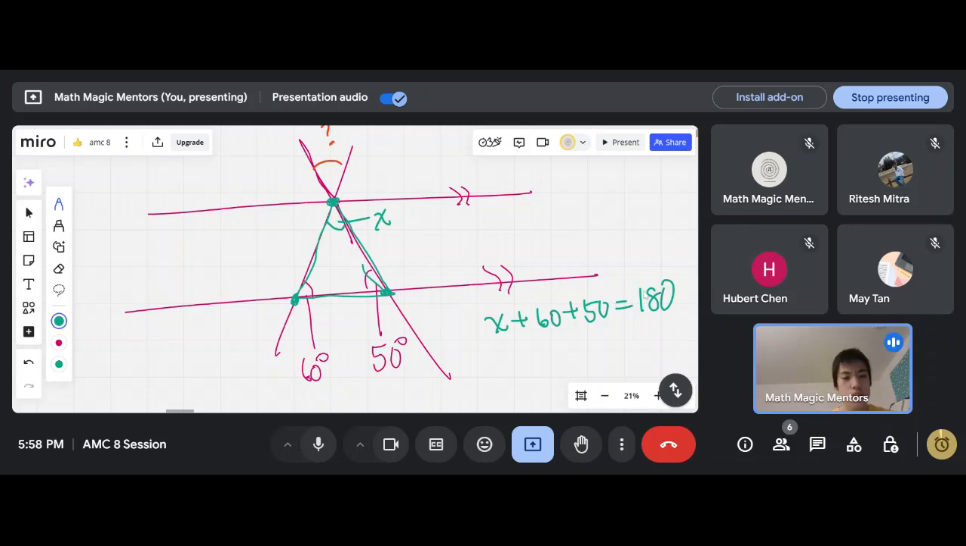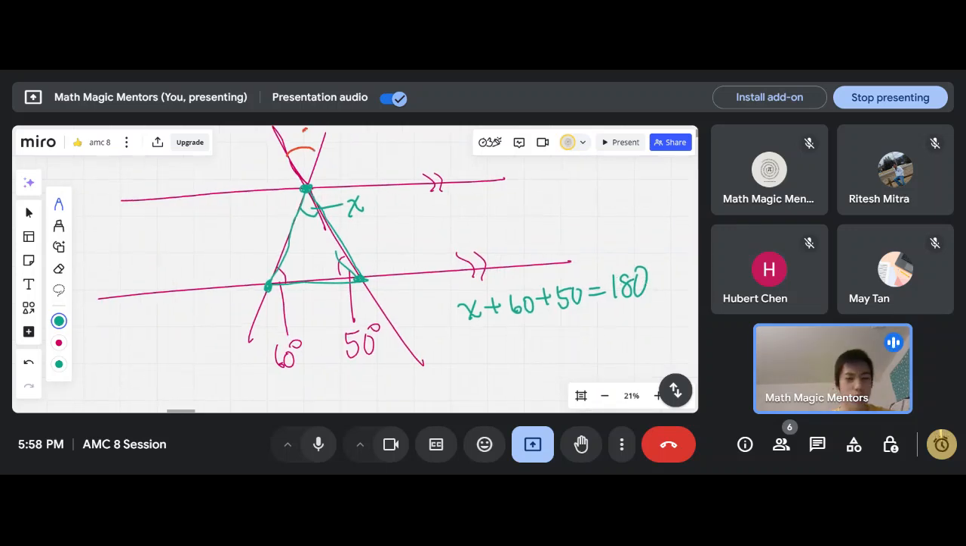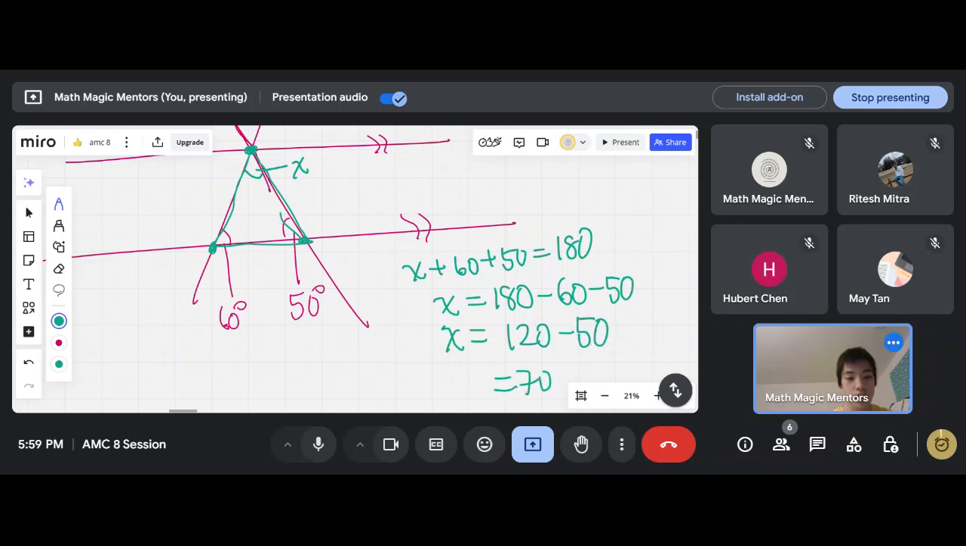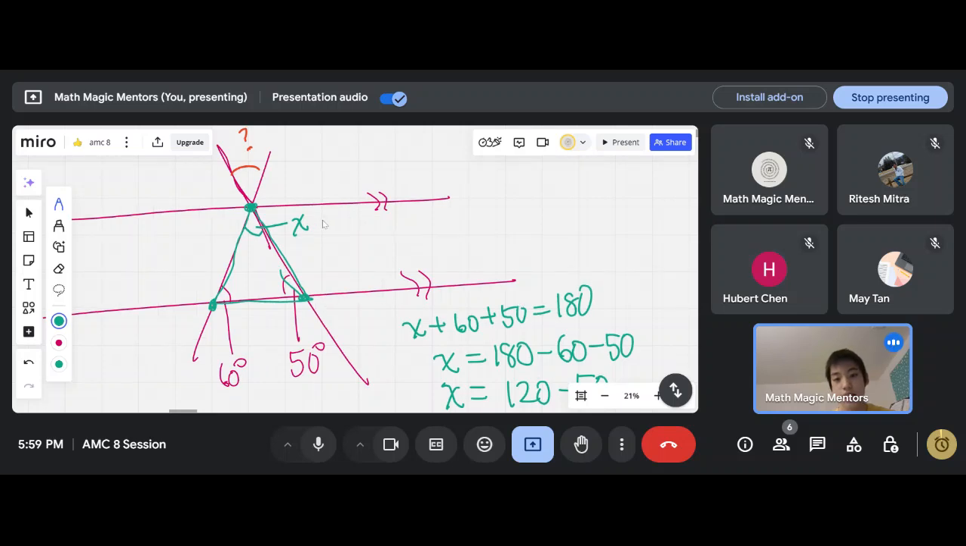And obviously these are degrees, but we usually don't bother putting the degree sign because that's kind of annoying. But technically there is a degree sign, so you should be aware of that. We can obviously subtract 60 and 50 from both sides to get X equals 180 minus 60, which is 120, minus 50, which is 70. And so this angle X is 70.